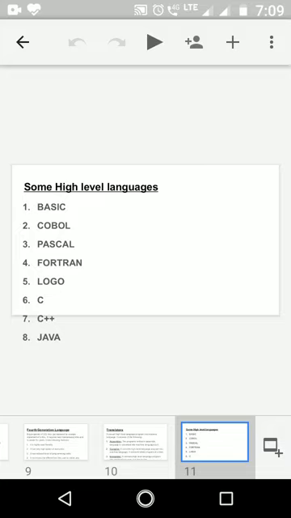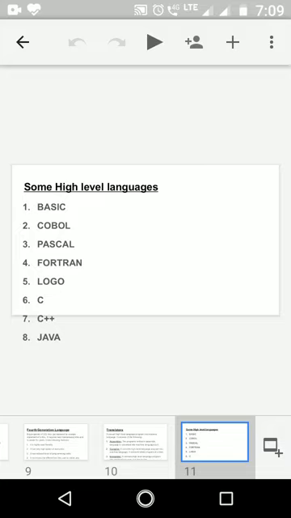The second one is COBOL. It stands for Common Business Oriented Language. CO for common, B for business, O for oriented, and L for language. It was developed to cater to the needs of the business world and perform tasks like developing and processing accounts, payroll systems, as well as stock management.